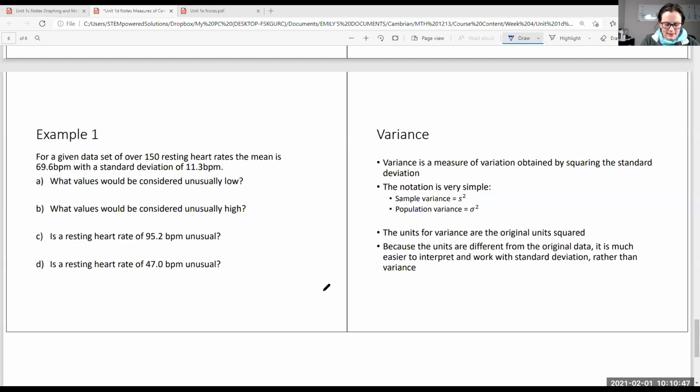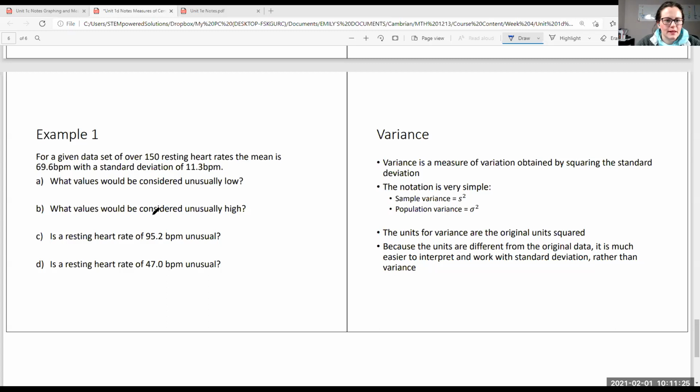So what is 69.6 minus, so what is 2 times 11.3? Do you have your calculator in front of you? Are you able to tell me what 69.6 minus 2 standard deviations is? Yeah, it's 47. Okay, can you explain that again to the class? So it will be anything below 47 would be too low. Exactly. Awesome.